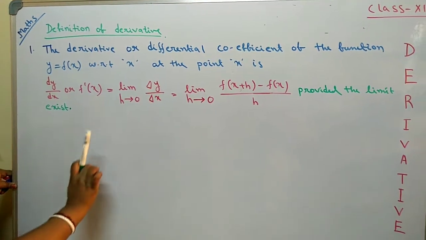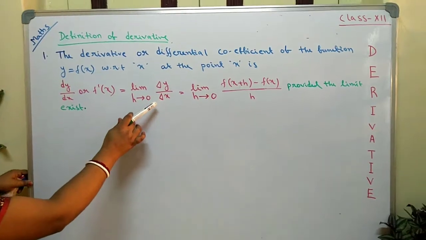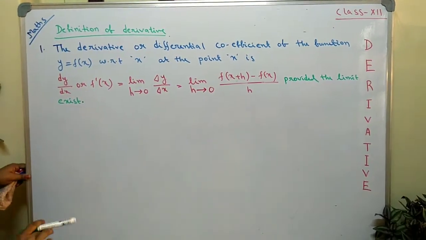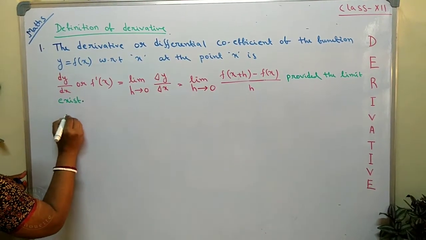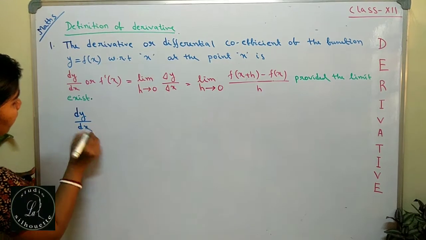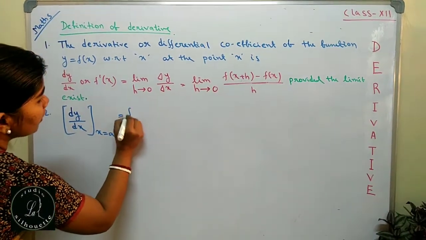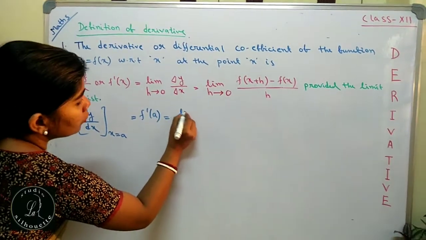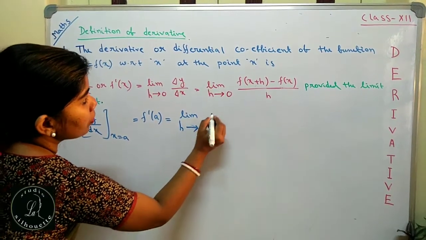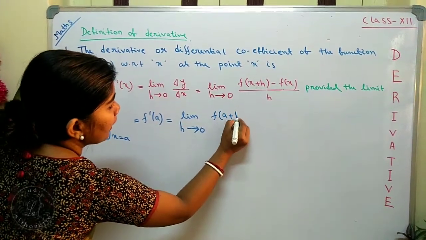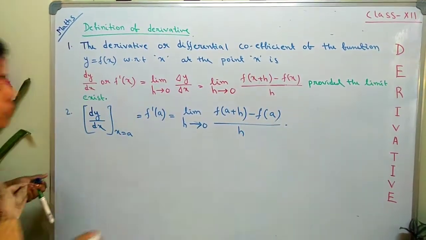Now what is del y and del x? Del y is the increment of y, that is f(x), and del x is the corresponding increment of x. Now what is the value of f'(a)? That is, at the point x equal to a, dy/dx can be written as f'(a) equal to limit h tends to 0 of f(a plus h) minus f(a) divided by h.